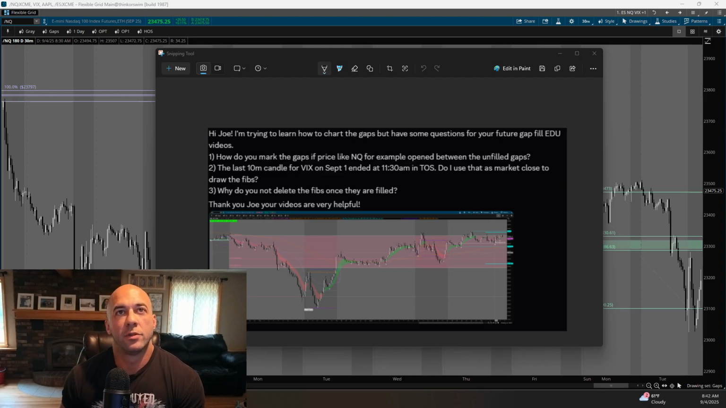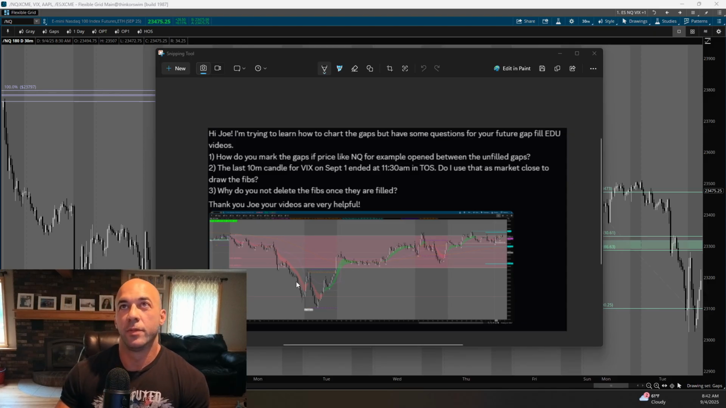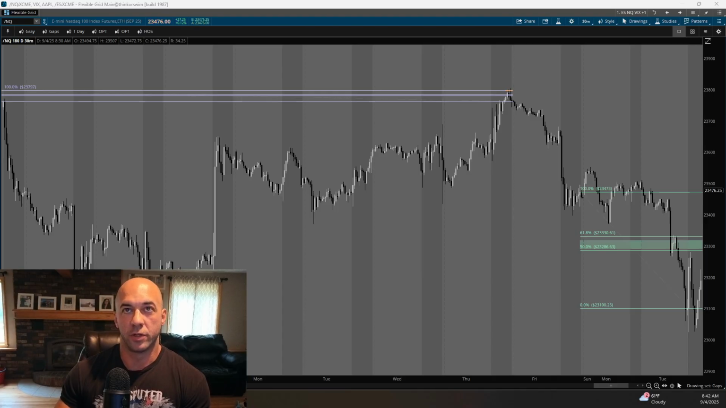How do you mark gaps if price, like NQ for example, opens between unfilled gaps? Then he says the last 10-minute candle for VIX on September 1st ended at 11:30 in TOS. Do you use that as market close to draw the fibs? And then why do I not delete the fibs once they are filled? And then he says thank you. So you're welcome. I'm glad you find these videos helpful. So let's get into these topics really quick.